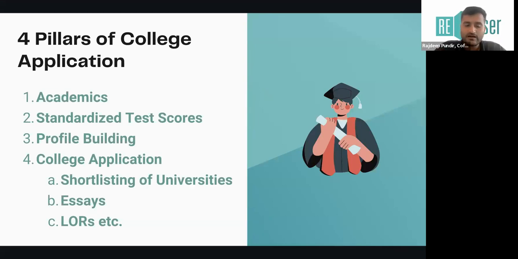The third important parameter is profile building. Now, what is profile building? When you look at the college application process, when you're trying to get into a college and you're looking to do a certain major, there are certain activities that you will do in the last 3 years, 4 years, 5 years to show the college that you are really interested in pursuing this particular major, right?